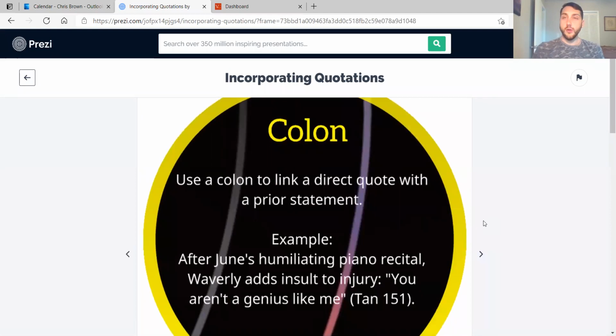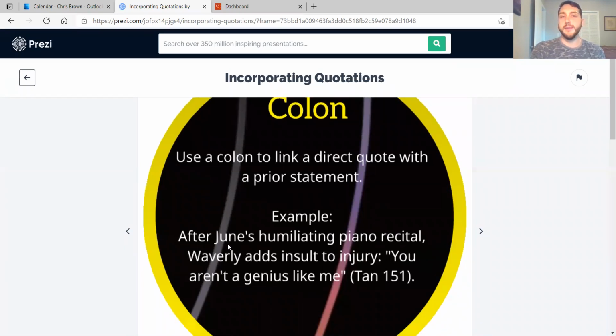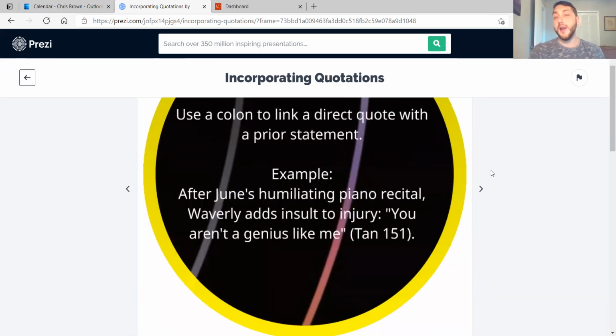You can also use the colon to give you another way of including quotation marks, and it's a really easy way to use it. So here's an example. After June's humiliating piano recital, Waverly adds insult to injury, colon, you aren't a genius like me. So instead of ending the sentence, the colon says, I'm going to give you more information about what I just summarized.